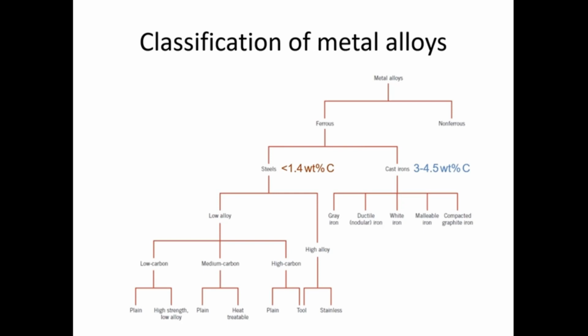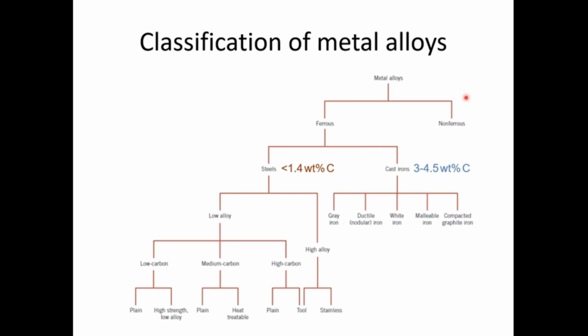Ferrous metal alloys are those in which iron is the base or the main constituent, including steels and cast iron. While non-ferrous alloys are those alloys that are not iron based. Ferrous alloys are produced in larger quantities as compared to the non-ferrous alloys.